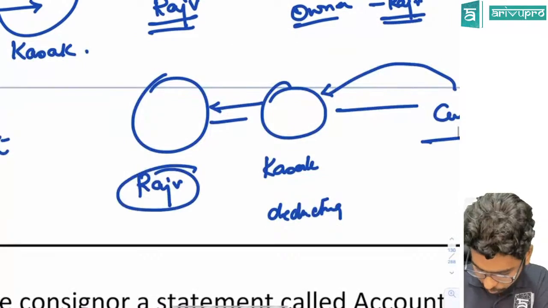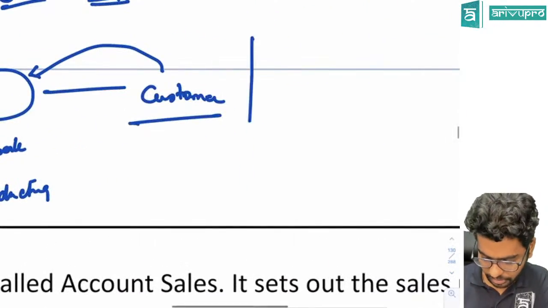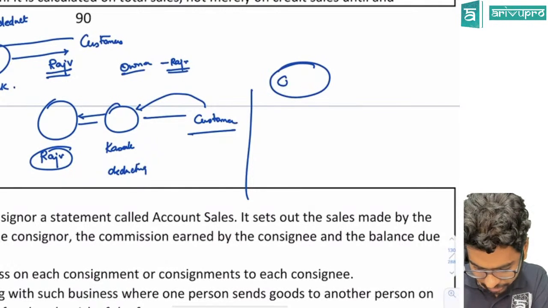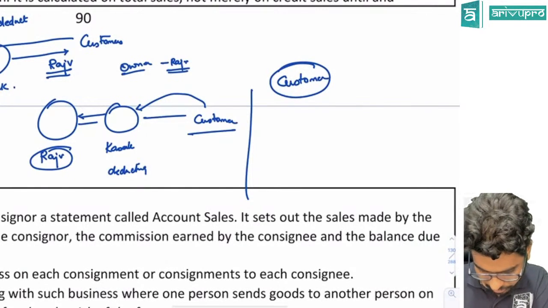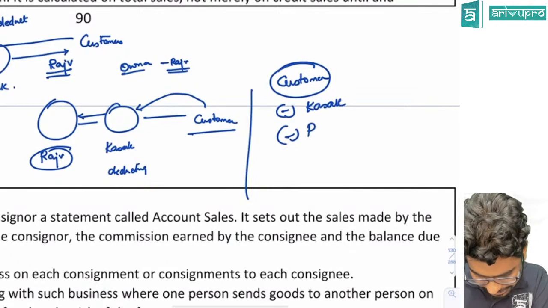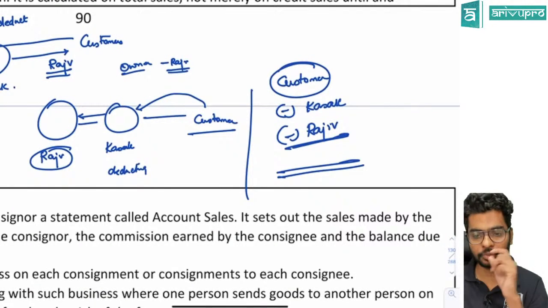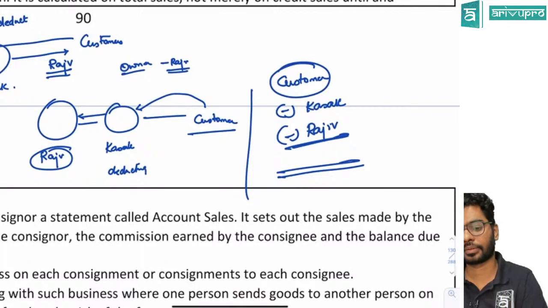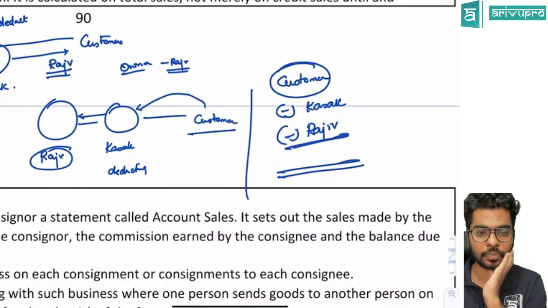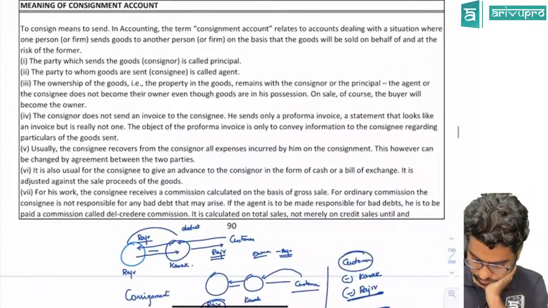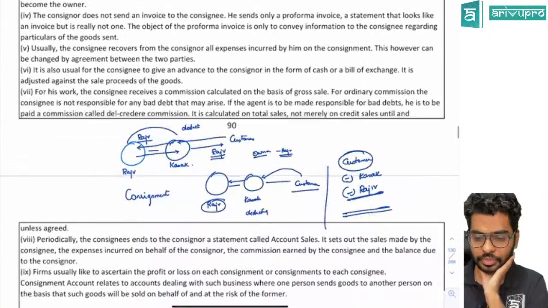But the total profit to Rajiv, guys, will be whatever the customer pays minus Kasak's expense minus expense incurred by Rajiv. Yes or no?